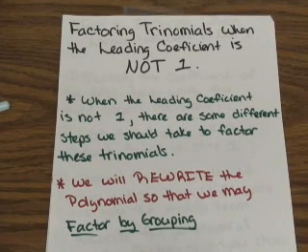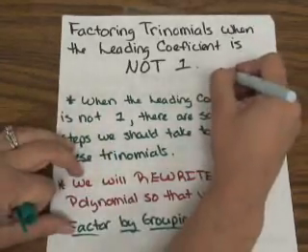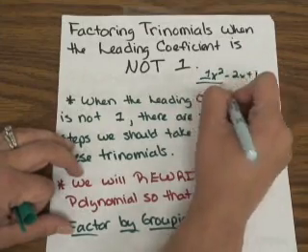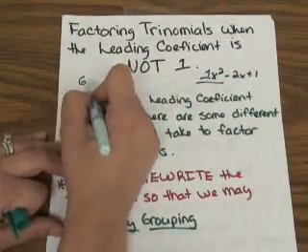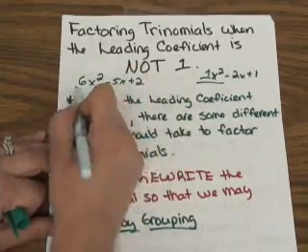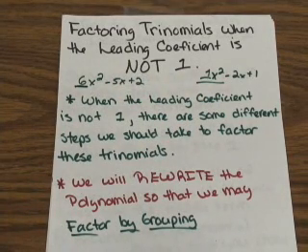Now we want to talk about factoring trinomials when the leading coefficient is not 1. That basically means that instead of having a problem like x squared minus 2x plus 1 where the leading coefficient is 1, we're going to start to see problems like this, where the leading coefficient is not 1, okay? And that basically means that your answer has a lot more possibilities.